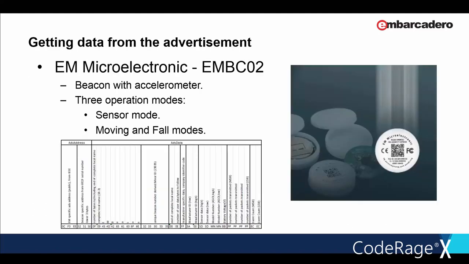The other device is the EM Microelectronics EMBC02 model that is a beacon device with accelerometer. This device has three operation modes. In moving and fall modes, it broadcasts beacon proximity information when it detects movement or when it is falling. But in sensor mode, this device broadcasts its acceleration through what the vendor has called a sensor packet. This packet is just an advertised packet with two advertised sections, one for the device name and another for the manufacturer-specific data, where it provides the acceleration data and some more information, as you can see in the packet diagram.